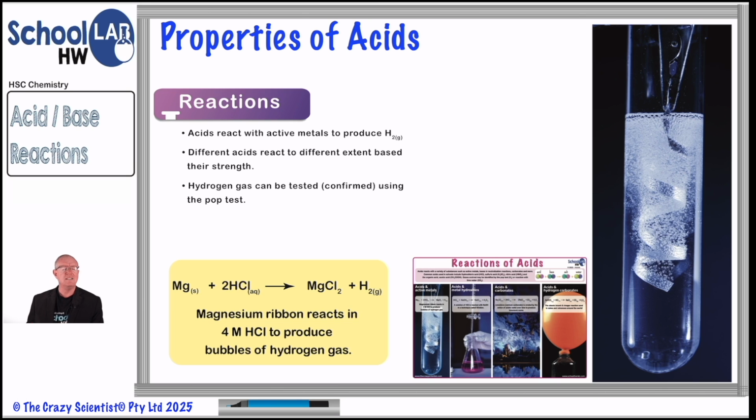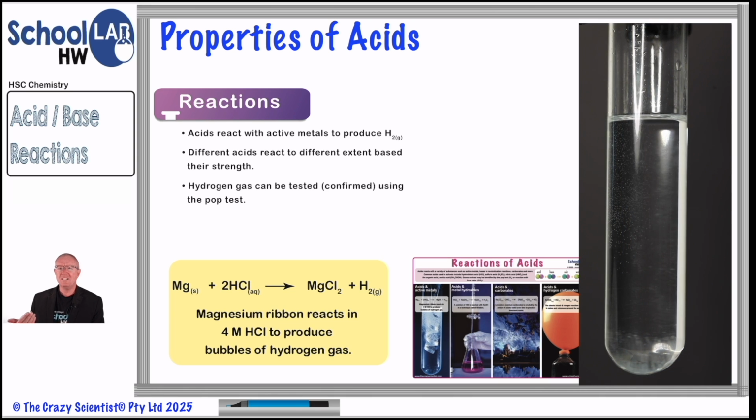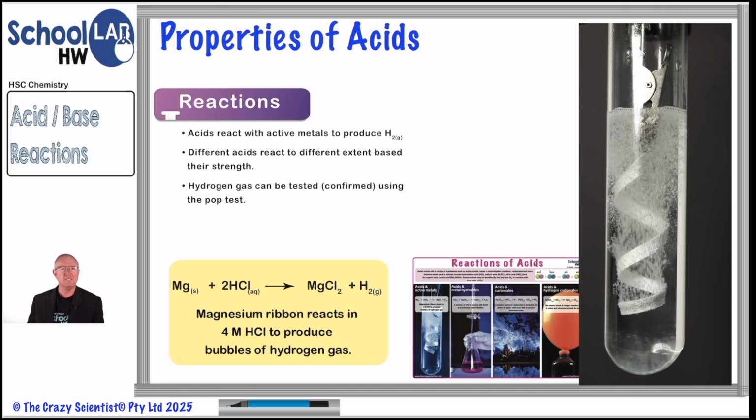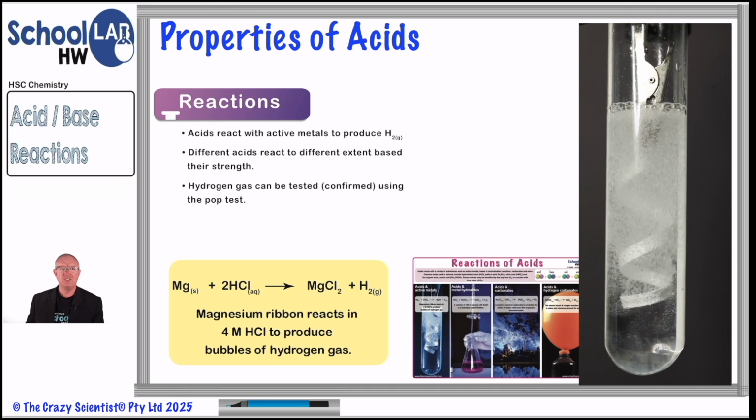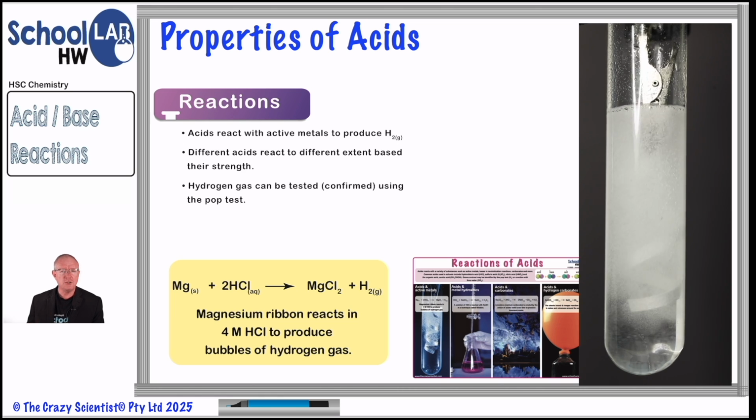Another characteristic of acids is, of course, their reactions. And one of the classic reactions, of course, is acids and metals. You can see that here we've got a strip of magnesium, which is an active metal, reacting with an acid. And we looked at these way back last year in module 4 and 3, so that shouldn't be too new to you. But of course, we've got to revise and link it into the Year 12 content now.